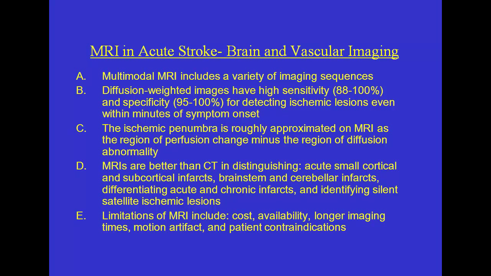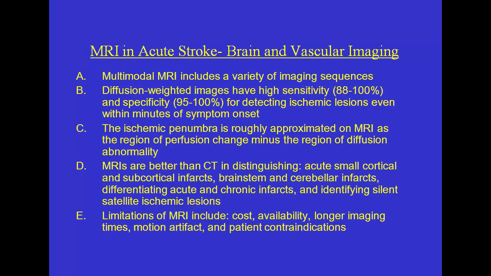MRI. So any of you who've rotated through neurology know how much we use MRIs. Diffusion-weighted imaging has a high sensitivity, 88 to 100%, and specificity of 95 to 100% in detecting ischemic lesions, even within minutes of symptom onset. And then the signal gradually diminishes over several weeks.